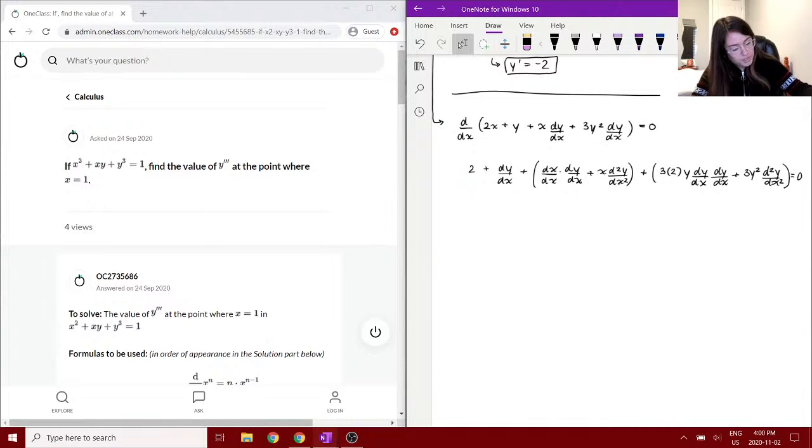Let's simplify this a little bit. So we have 2 plus, and I'm just going to change the notation back once again because I think it looks a little bit simpler. Plus, this becomes 1. We just have dx over dx, which is 1. Plus first derivative of y plus x times the second derivative of y, which is the same thing as y double prime, plus 6, that's that, y, and then this here.